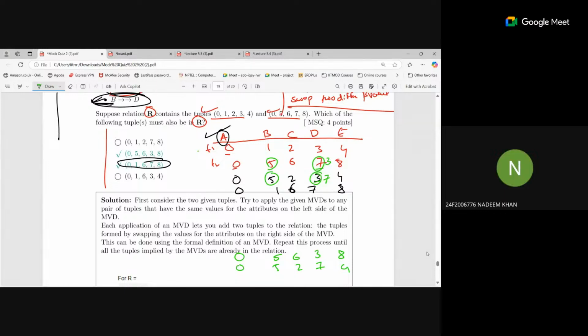Sir, can we take first and fourth row also? Because yes, B is in there also. So in the second case, we have to apply this two times for every unique alpha value. For the entire relation R, in order to satisfy both the MVDs, there will be 8 rows.